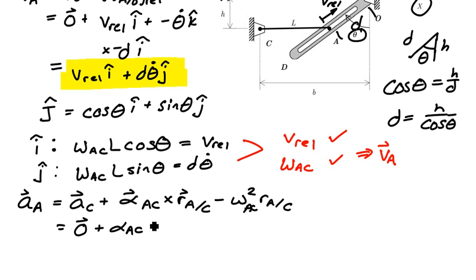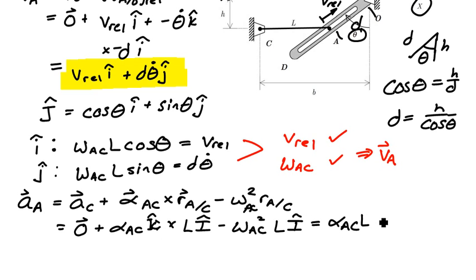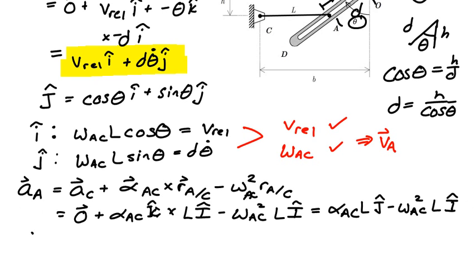So in this case, we know the acceleration of point C is 0. Alpha AC is an unknown quantity, which will be in plus or minus the capital K direction. We cross that with r of A with respect to C, which is L in the capital I. I'll subtract from that omega AC quantity squared, a quantity we've already found, times r of A with respect to C, which is L in the capital I. If I go ahead and expand this out here, the first term K cross I will give me capital J, so I'll have alpha AC times L in the capital J, minus omega AC quantity squared times L in the capital I.